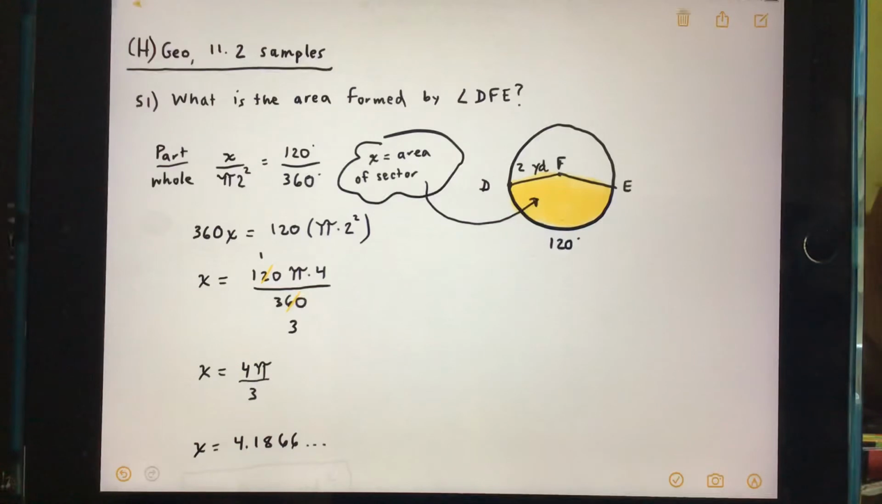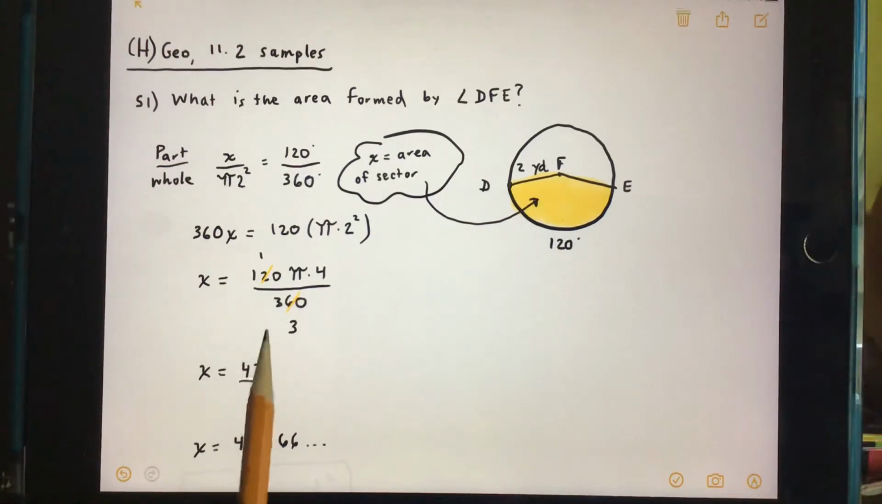Then we'll use cross products, and we'll be able to write 360x equals 120 times pi times 2 squared. Then we can divide both sides by 360, and we'll have x is equal to 120 pi times 4 divided by 360. You can plug all of this information right here into your calculator if you want, or you can simplify, which I chose to do. I like to use smaller numbers, whether I'm working on my paper or in my calculator, wherever possible.